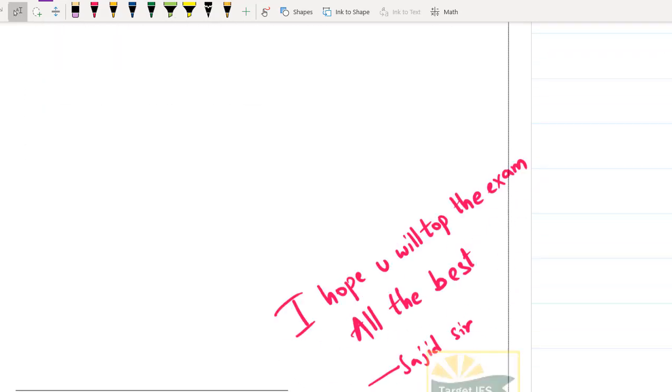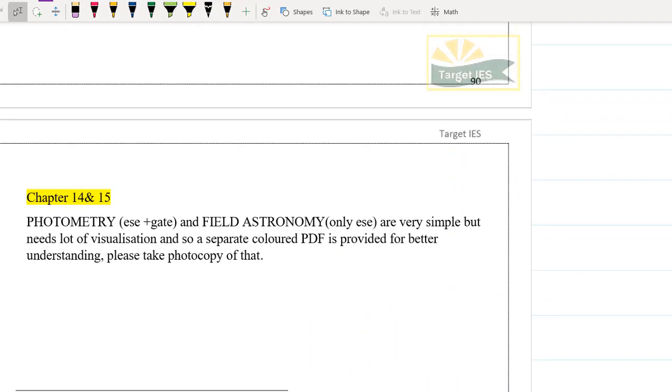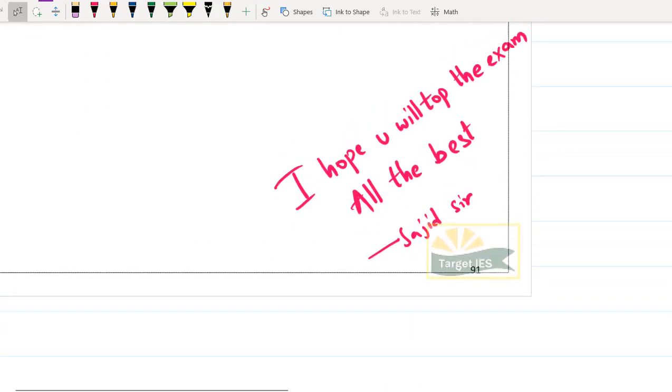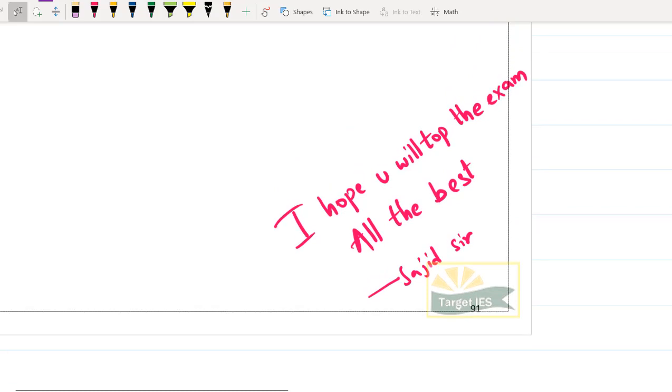And there is one more module left of surveying, in which I am going to teach you photometry and field astronomy. It needs a lot of imagination. It will be in fairly simple terms. No need to worry about it. That module I will cover later on.